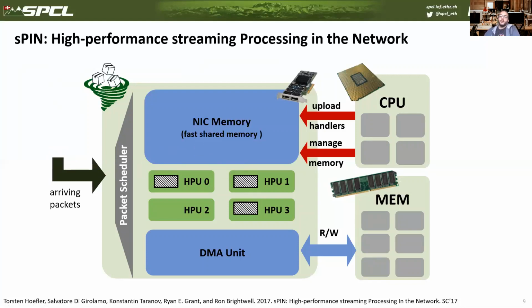Now the handlers running on the HPU can consume the data, or like in this case, maybe transform the data and then move it to the host memory. So this is now application specific. The processing we do is application specific. So this is a brief introduction to sPIN, but now the question is, how do we use this to accelerate non-contiguous memory transfers, right?